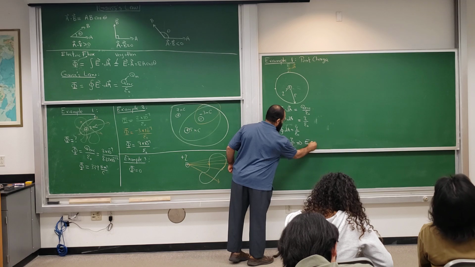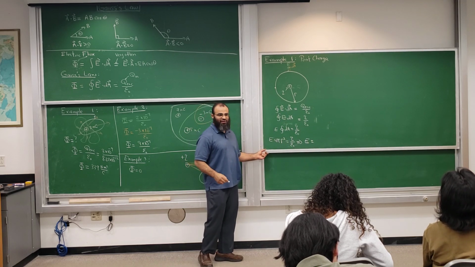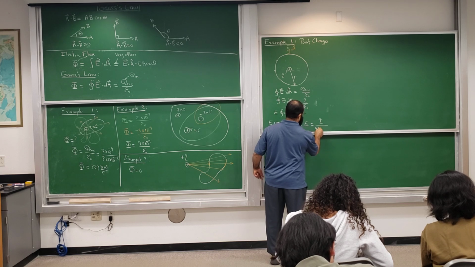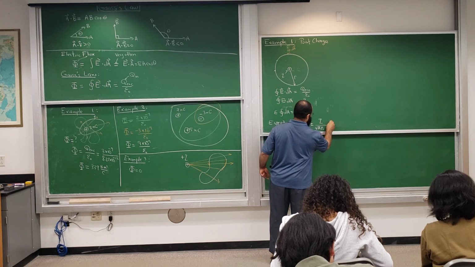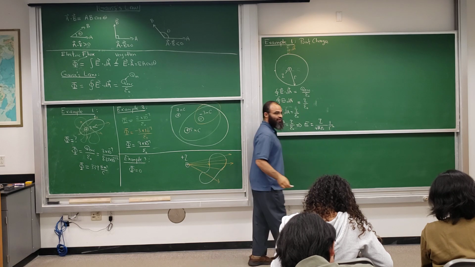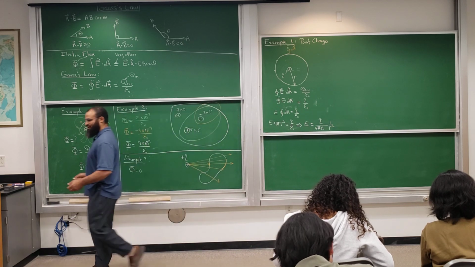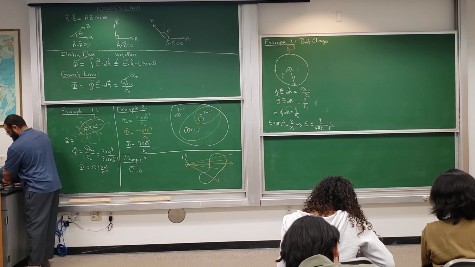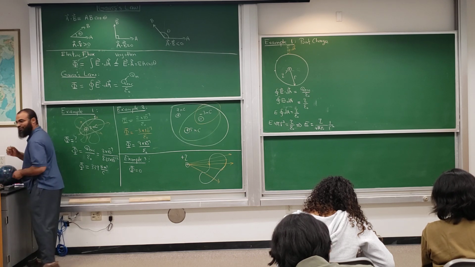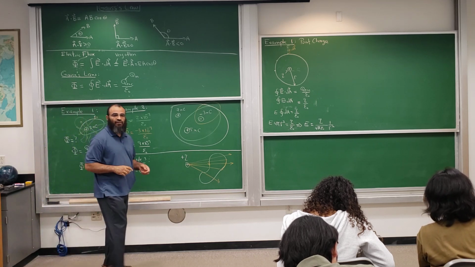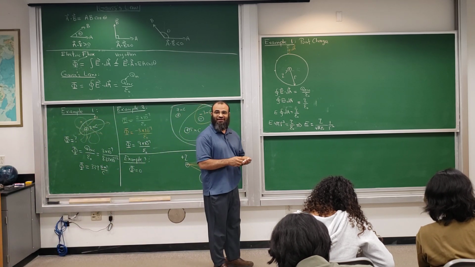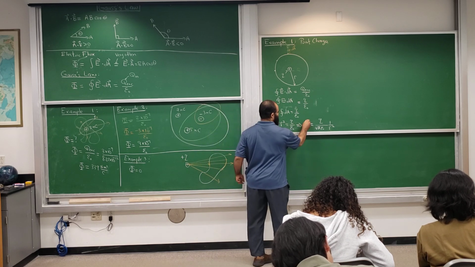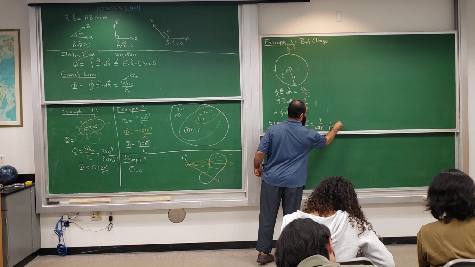Let's solve for E. So E would be, divide both sides by 4 pi r squared, and you get Q over 4 pi epsilon naught r squared. And we already knew this result, right? And we know the direction, so I'm going to make it into a vector finally. So we're going to put here.